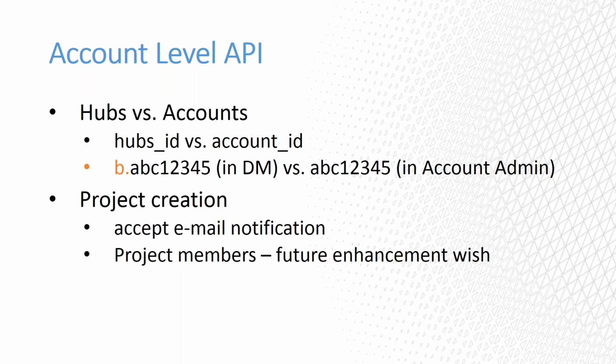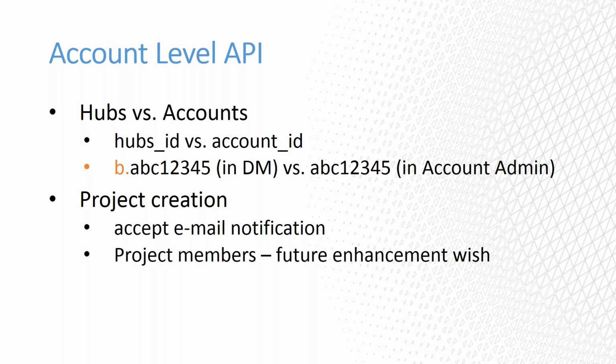While BIM 360 often uses accounts. So when you are using Forge APIs, be aware that hubs in the Data Management API is actually equal to account in BIM 360. And with that, you may want to pay attention. The Data Management API often says the parameter is hub ID, usually hub_id. But in BIM 360, the account-level APIs use account_id. So you just have to switch between them, but the ID itself will be the same.